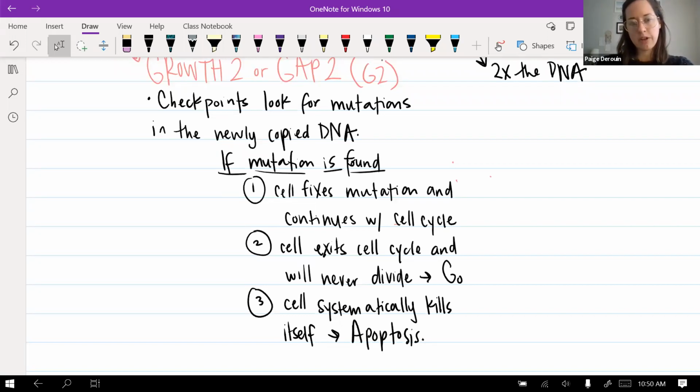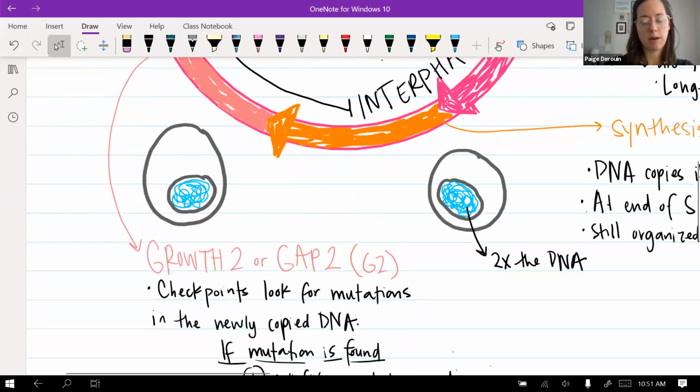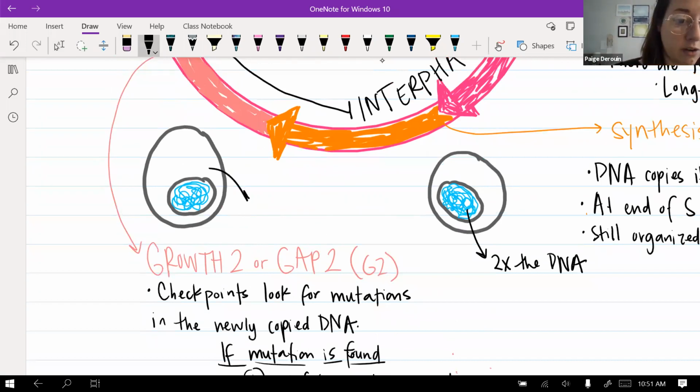So let's say now that our cell checked off that the DNA is good to go. We're going to head on to the next step. The other thing that happens in growth 2 is a lot of growth. So this is a much bigger cell.